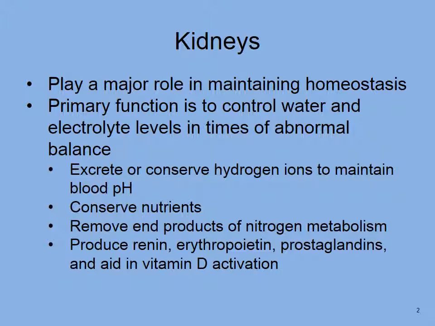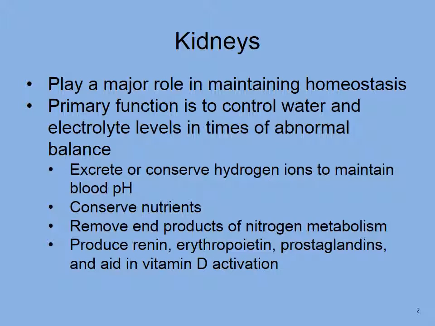So you all know that kidneys play a major role in maintaining homeostasis. Their primary function is to control water and electrolyte levels in times of abnormal balance. So if maybe an animal's not taking in enough water, or maybe too much, that sort of thing. So they excrete or conserve hydrogen ions to maintain blood pH. Again, we've talked about why that's important. Blood pH has to be maintained in a very, very narrow range in order to make sure that all of our enzyme induced or catalyzed reactions happen as they are supposed to.